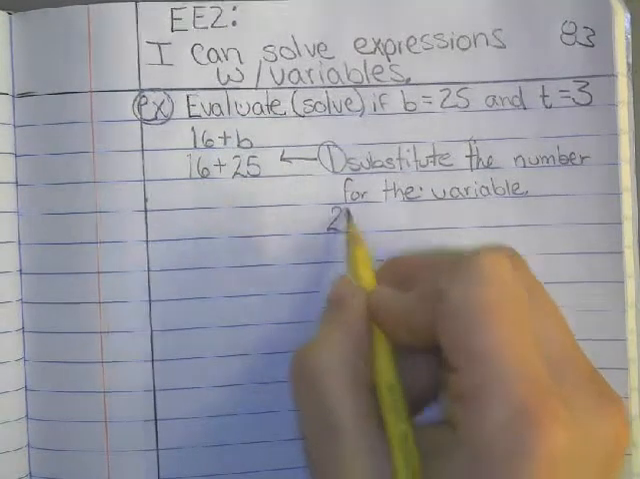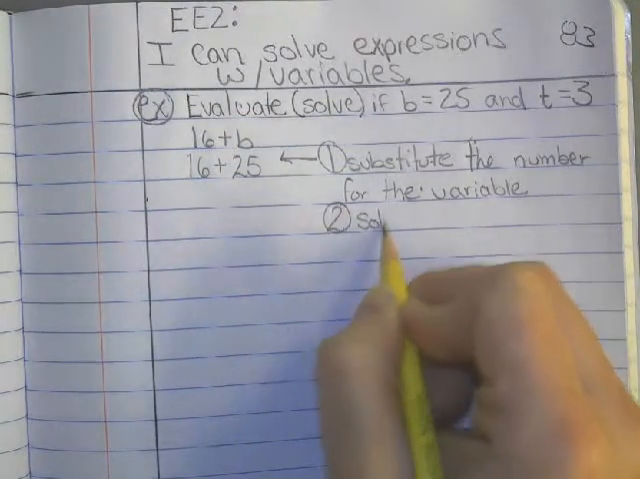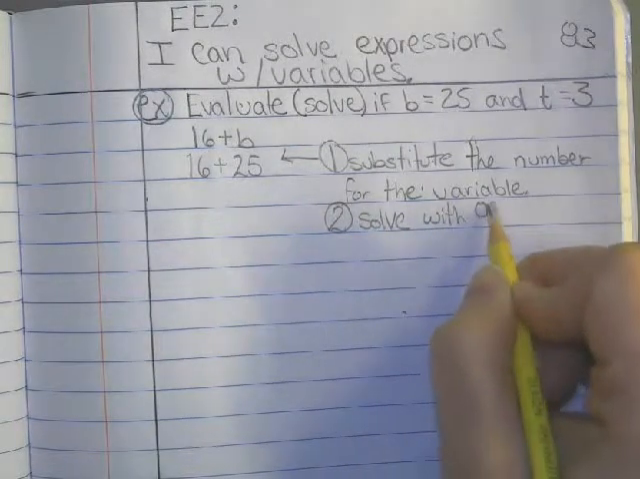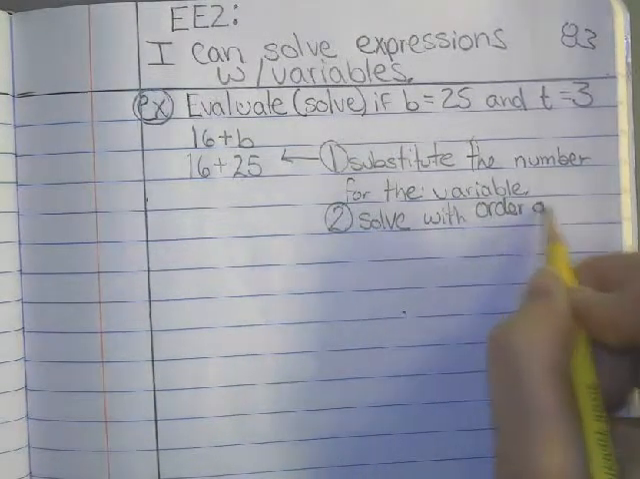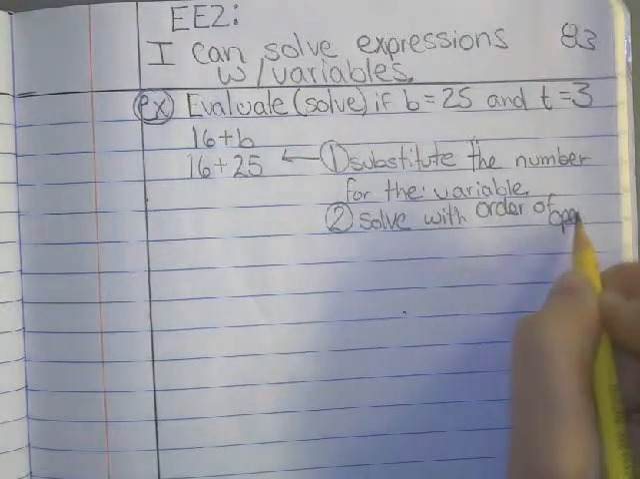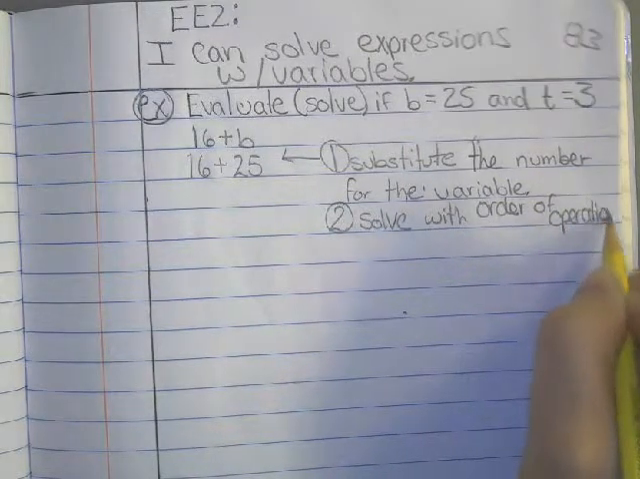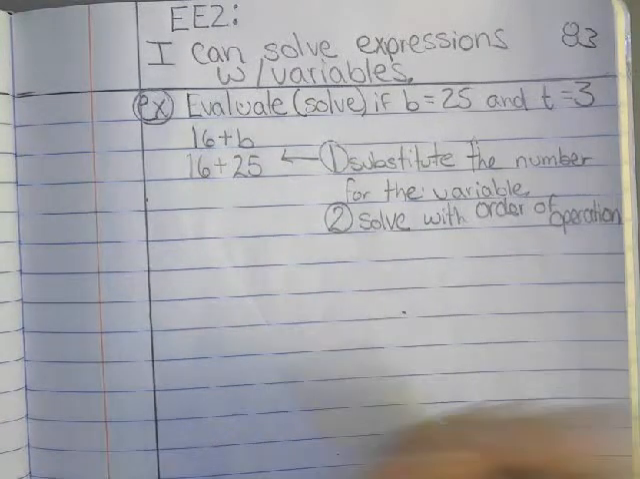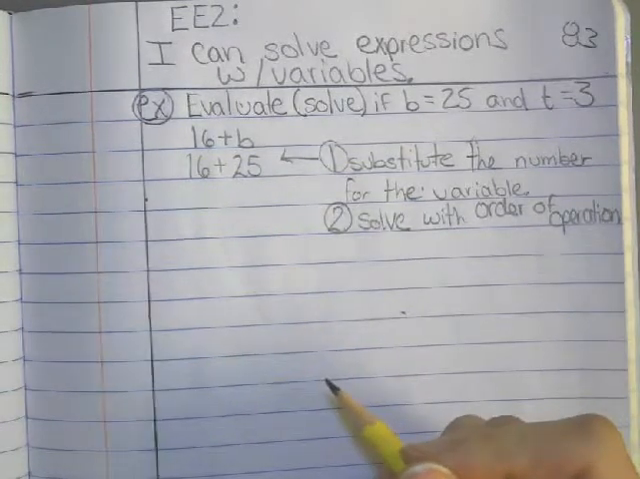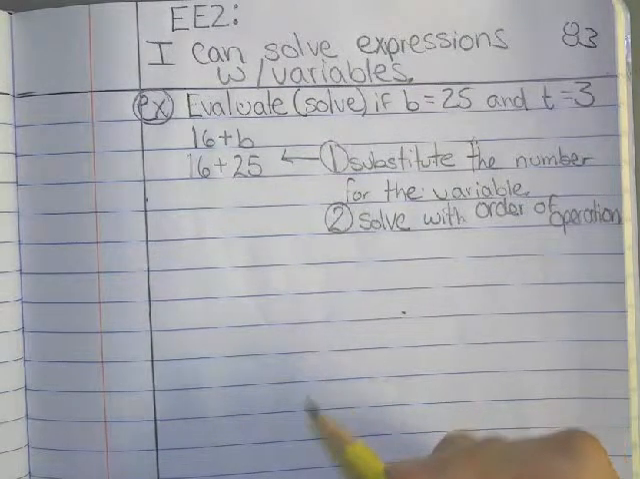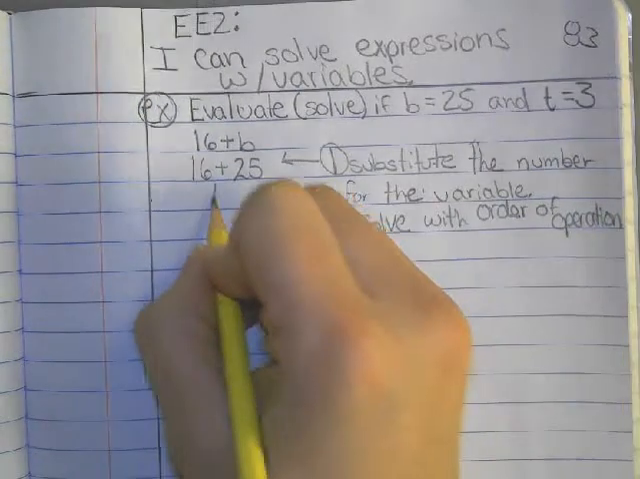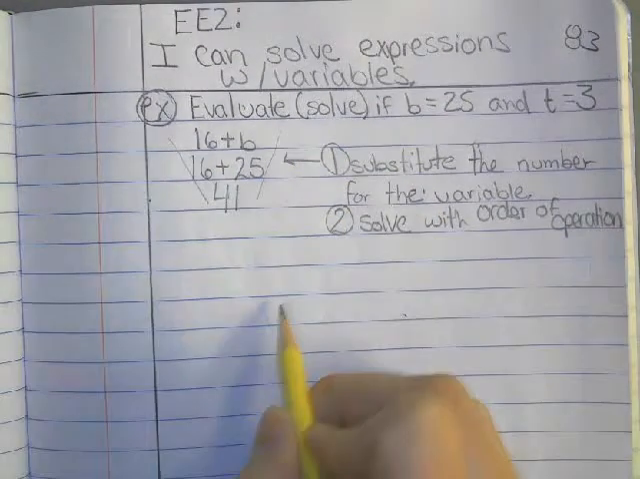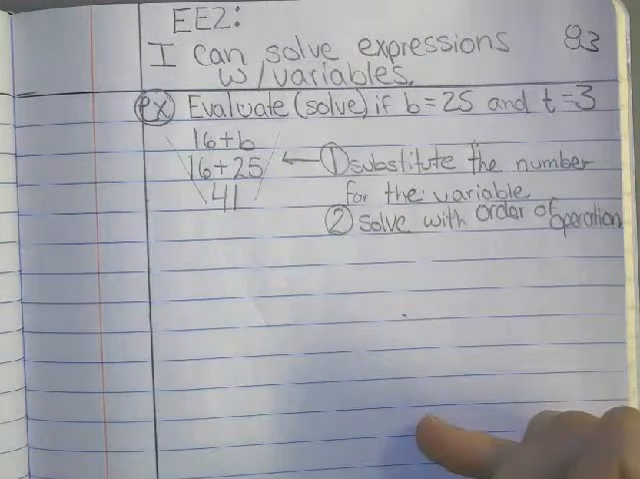Then step 2, solve with order of operation. Well, this one's obviously pretty easy because we just have one operation. 16 plus 25, which is 41. But you'll notice I still have my B there, right? I still did everything like I did before.